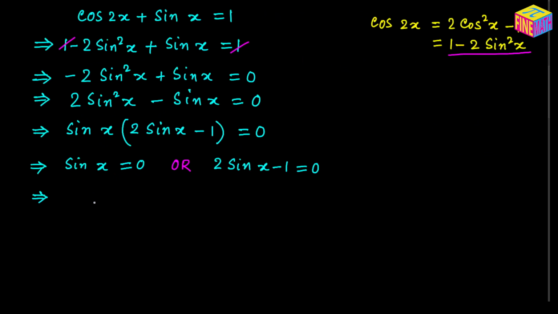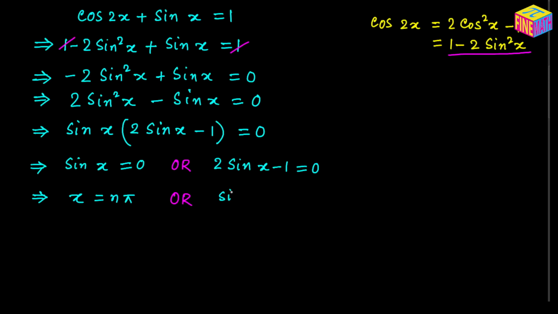From the first one we can say that x is definitely equal to n times pi. In the first video of the trigonometric equation series, we have seen that when sine of x is equal to 0, then the general solution is x equals n times pi, where n is an integer. Now let's see what we get from the second factor.